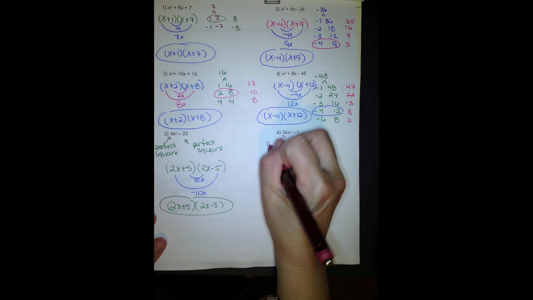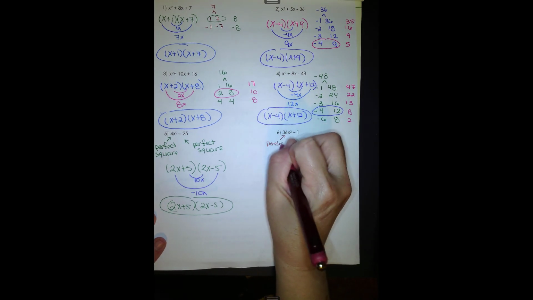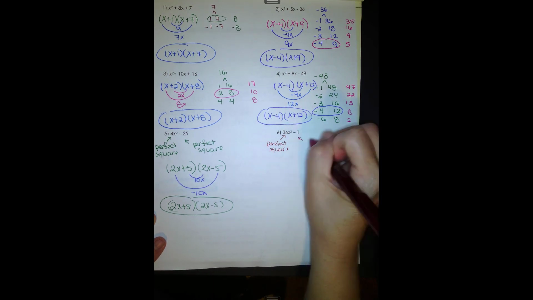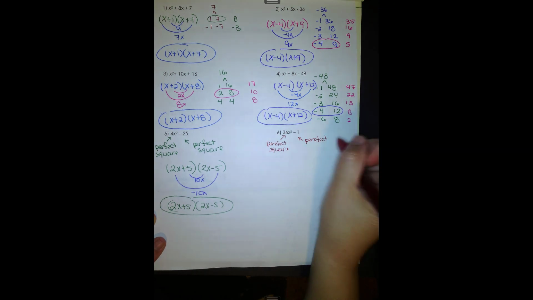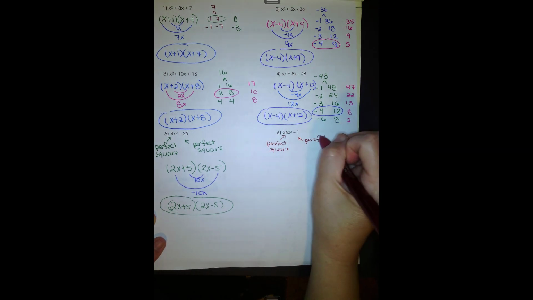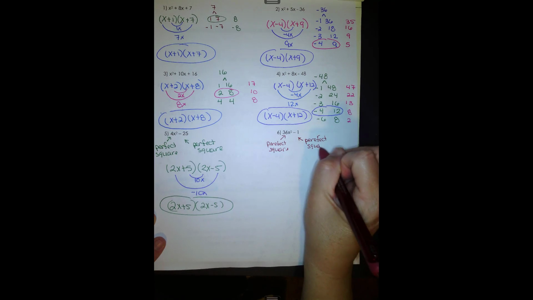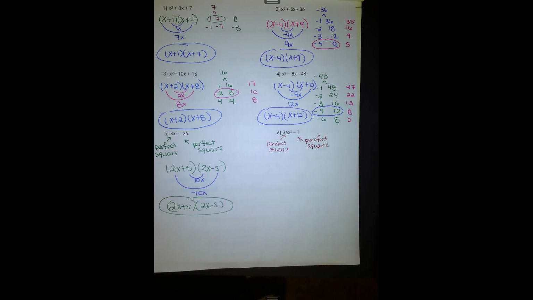And definitely last but definitely not least, 36x squared minus 1. 36 is a perfect square. 1 is also a perfect square, and we are subtracting, so hence them being called difference of two squares.